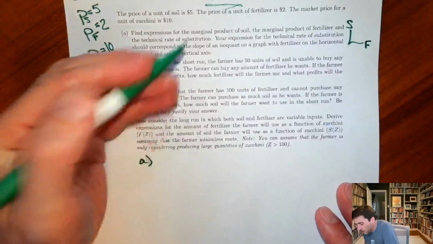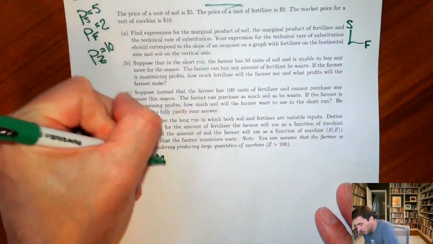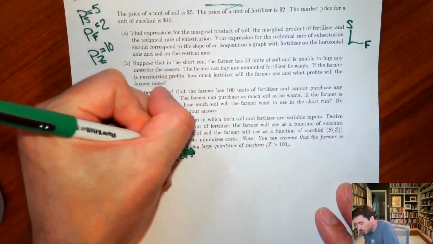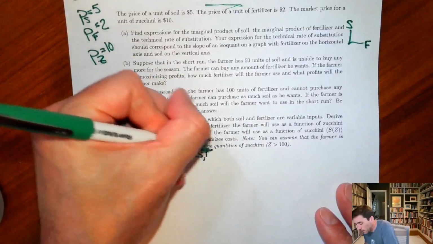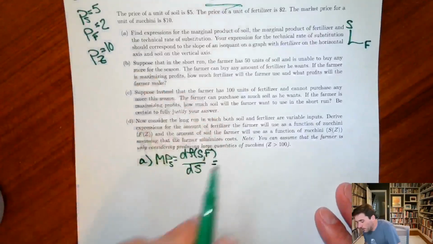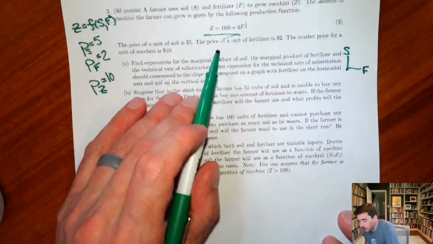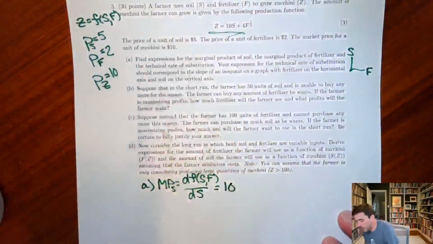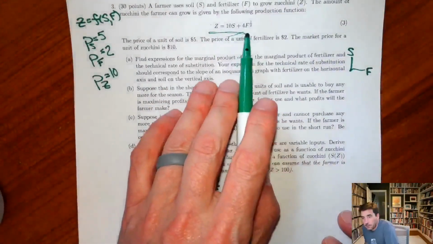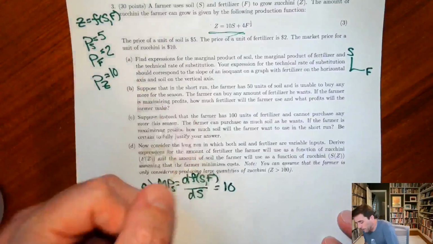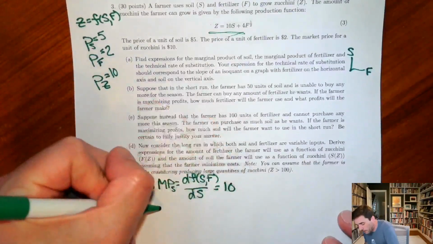So let's start with the marginal product of soil. So MPS is going to be the derivative of the production function with respect to S. And so when I look up at my production function here, the first term I've got, 10S, so I take the derivative, it'll just be 10. My second term has no S's in it, so it's going to disappear when I take the derivative. So that is my marginal product of S.